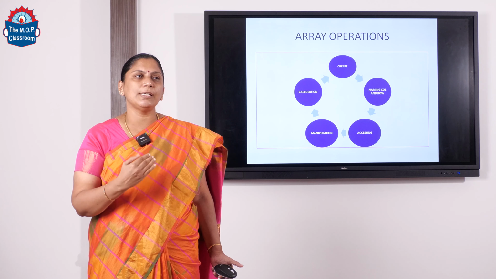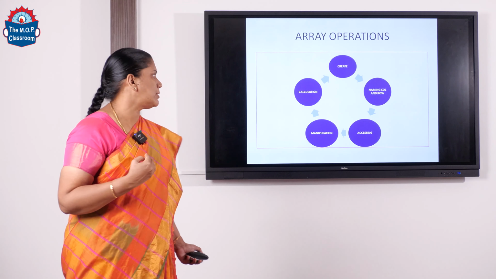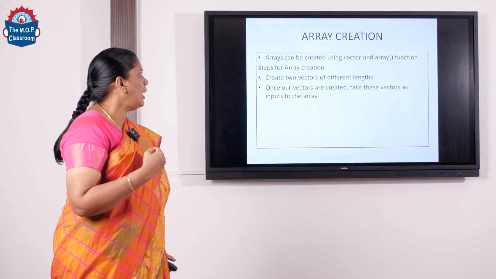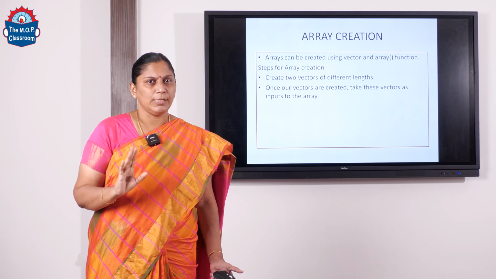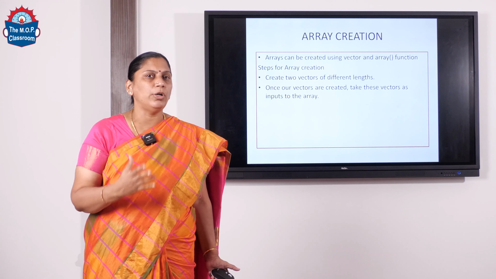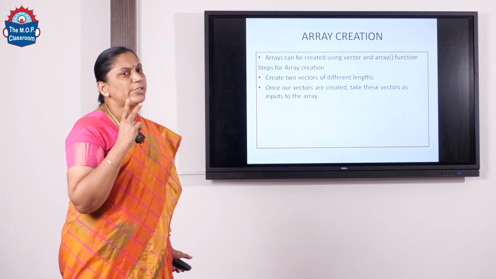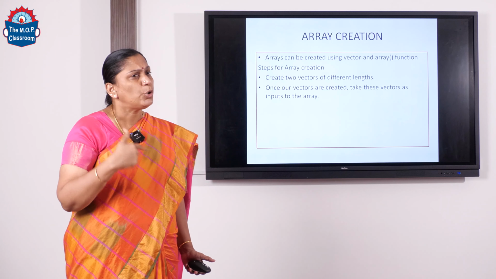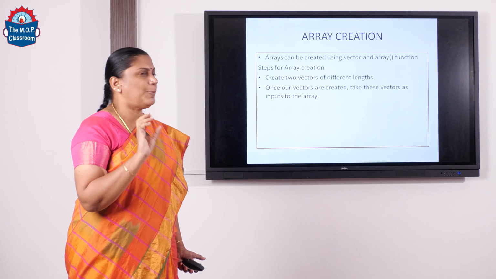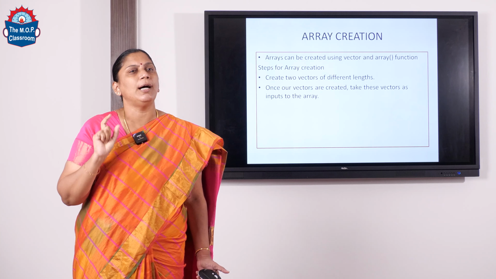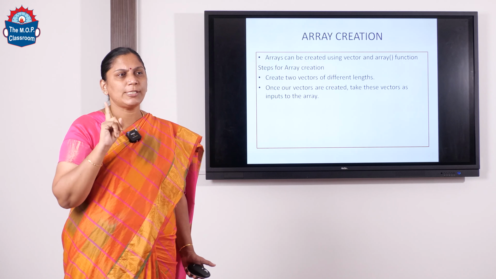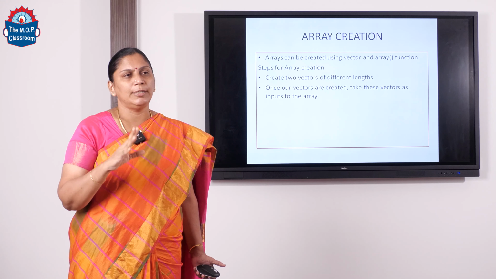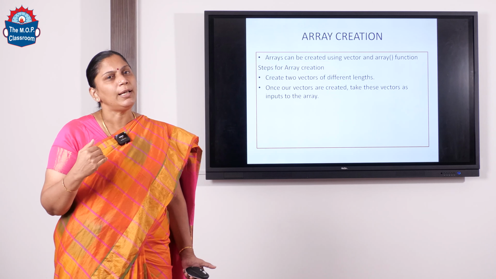Now let us discuss each of the operations. Let us start with creation of arrays. How do we create an array? As I already told you, array creation is a two-step process. You need to specify a vector and an array function to create an array. Step one is you have to give the data, that is, a vector. The second is to use an array function.